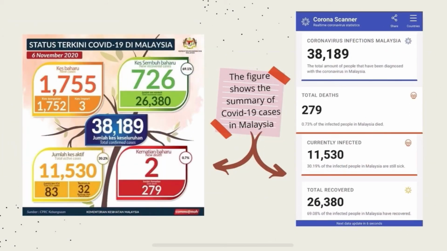This slide is just the same as the previous slide that I've explained before, where the figures show the summary of COVID-19 cases in Malaysia as at 6 November 2020.